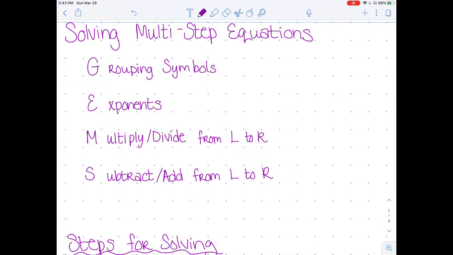But G is for grouping symbols. E is for exponents. M is for multiply or divide from left to right, whichever one shows up first. And S is for subtract or add from left to right, again, whichever one shows up first. So the reason we need to talk about order of operations is because in order to solve equations, we have to use the order of operations backwards.